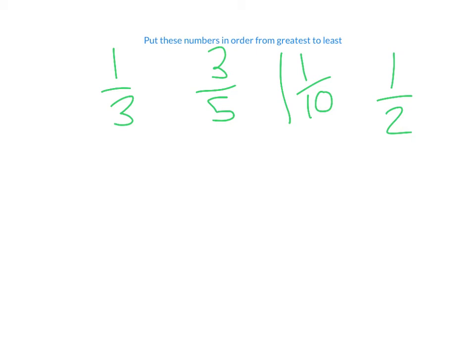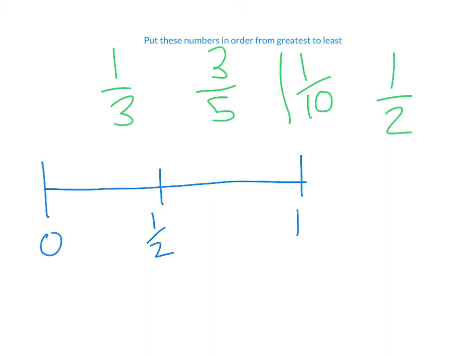Okay, so I have a number line, and I'm looking. I've got 1/2, I've got 0, I've got 1. Well, 1/3, I know half of 3 would be 1.5, so this is somewhere less than half. I'm going to say it's probably about right there. 3/5, I know half of 5 is 2.5. So this is going to be more than half.